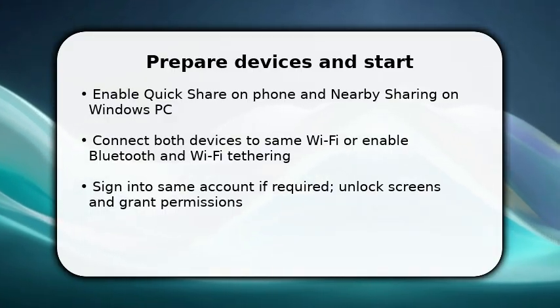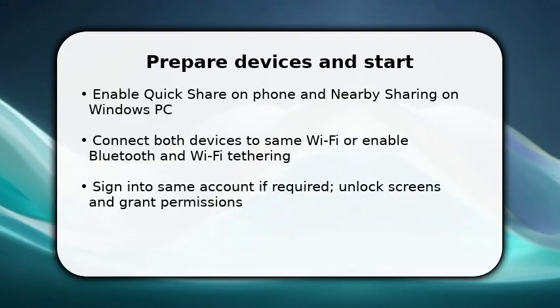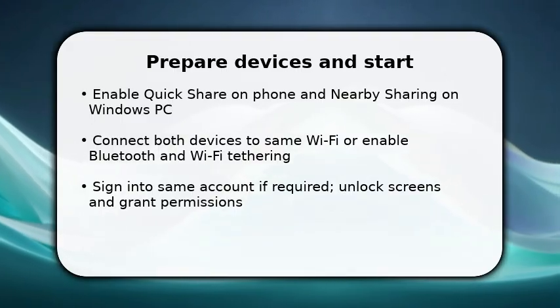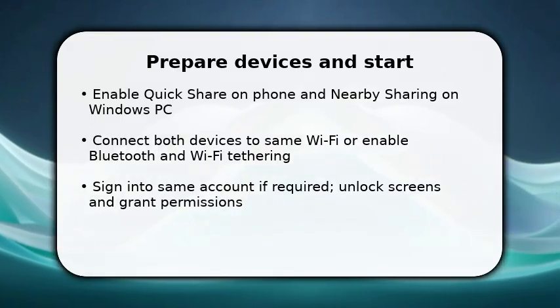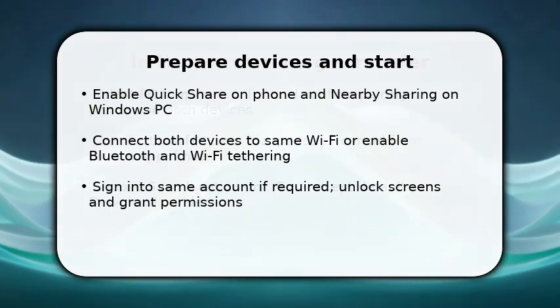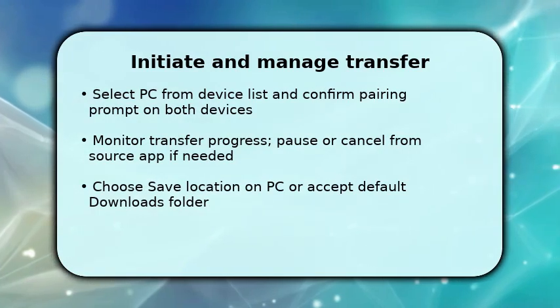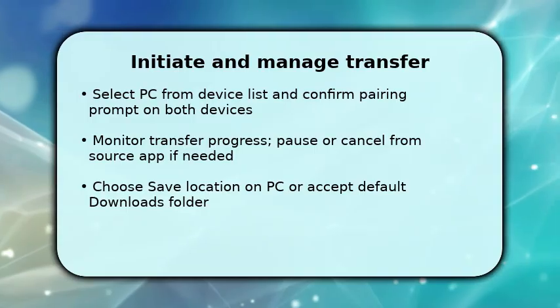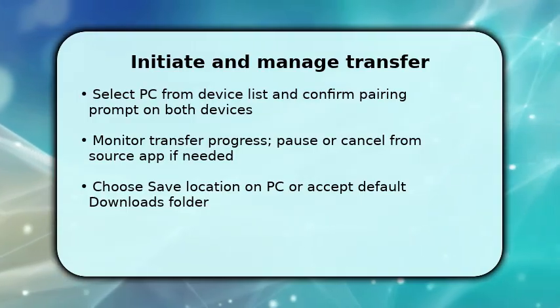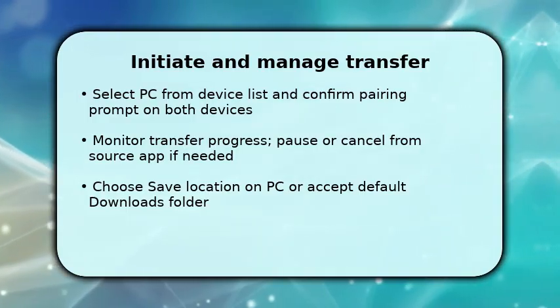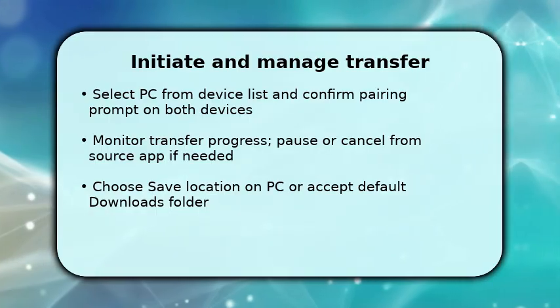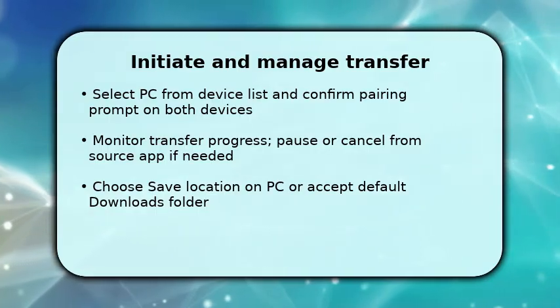This creates the peer link used to negotiate the transfer and speeds up discovery and handshakes. After selecting the PC on your phone, confirm the connection prompt that appears on both devices. This verifies identity and establishes encryption. Once the transfer starts, watch the progress indicator and avoid switching networks, which can interrupt transfer.